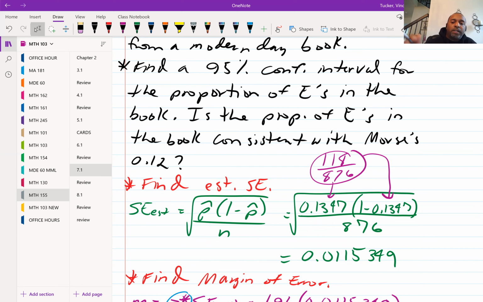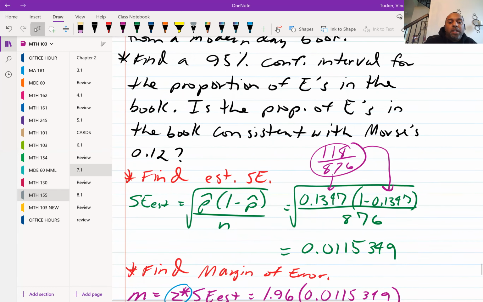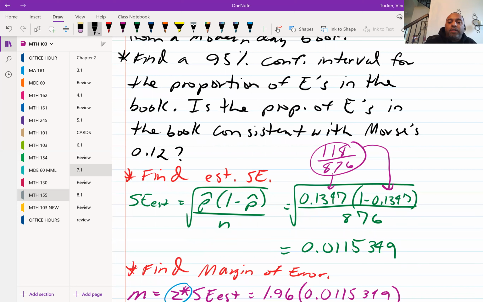But that's what we're trying to see according to Morse's estimation. So anyway, p hat is 118 over 876, do the work. Or any calculator, I should say, and that'll give us 0.0115349.